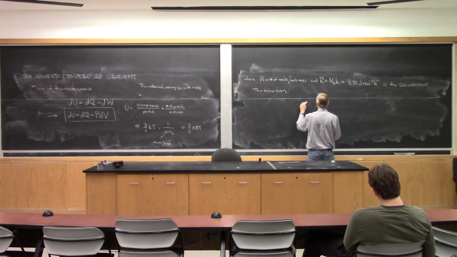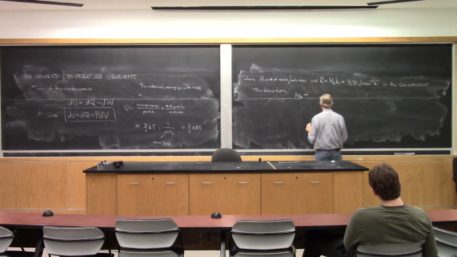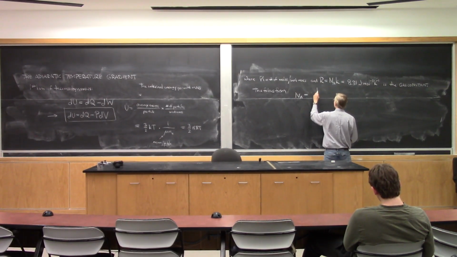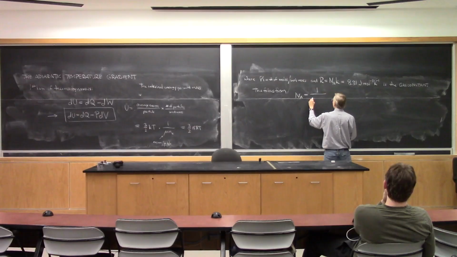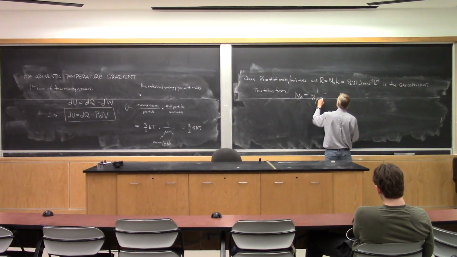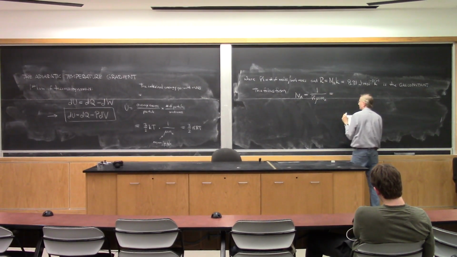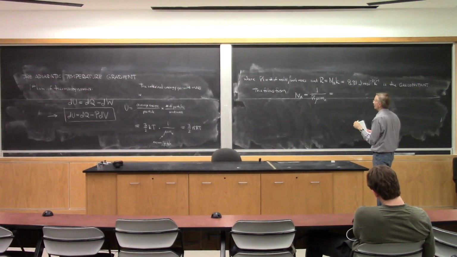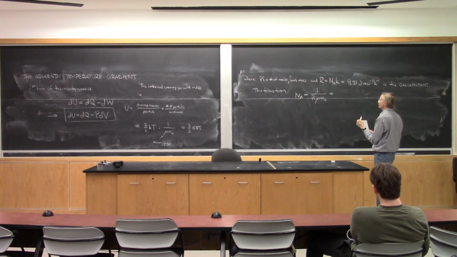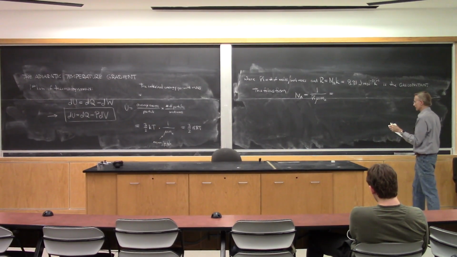This follows from Avogadro's number, which is, in fact, 1 over n tilde mu mh. Here n tilde is moles per unit mass, or in other words, in SI it would be moles per kilogram.